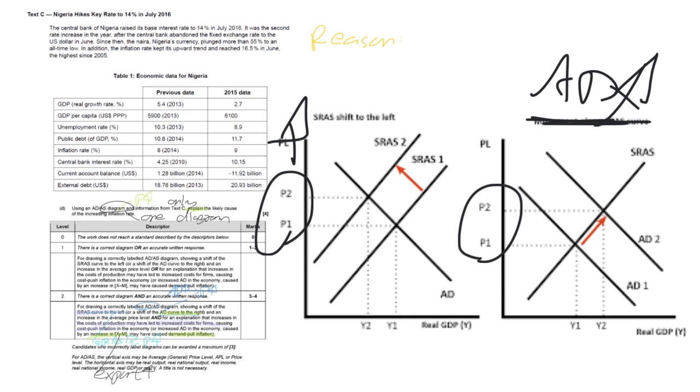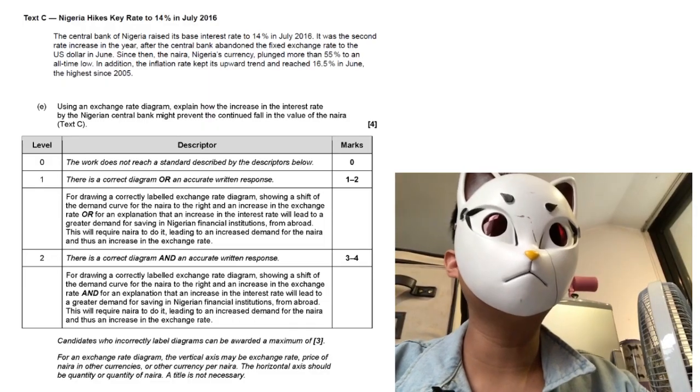For the short run AS curve, we will call this one cost push inflation. On the other hand, for the AD one, we will call it demand pull inflation. So make sure you give the correct terms. Highlight them in the answer: demand pull inflation and cost push inflation. Okay, we will move on to part E.